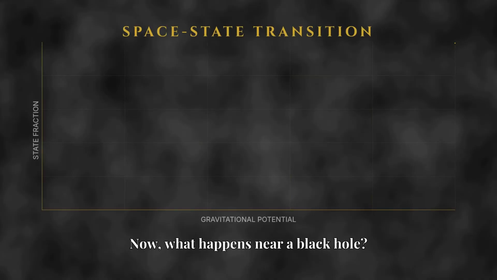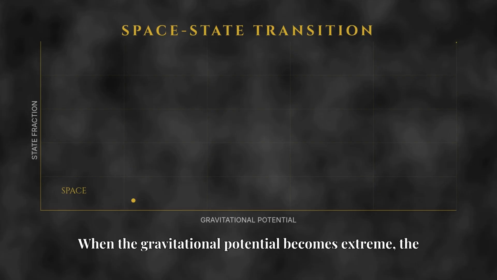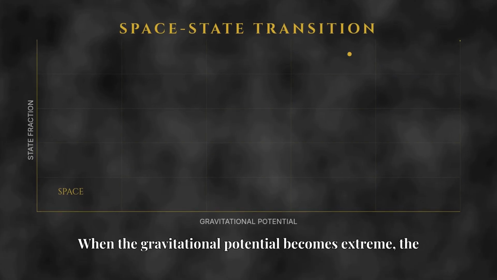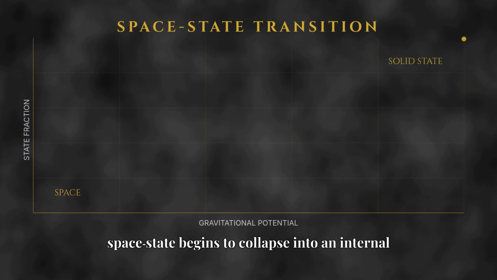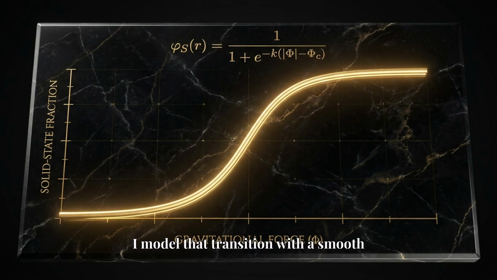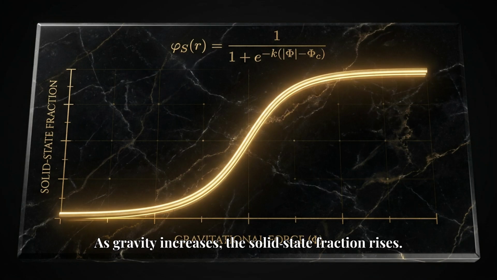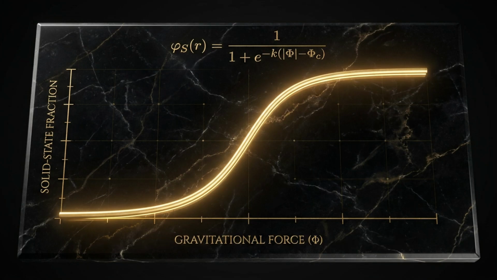Now, what happens near a black hole? When the gravitational potential becomes extreme, the space state begins to collapse into an internal state. I model that transition with a smooth sigmoid. As gravity increases, the solid state fraction rises. Space transitions, the continuum shifts.